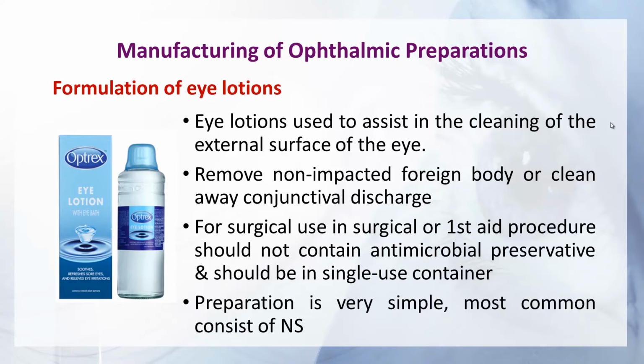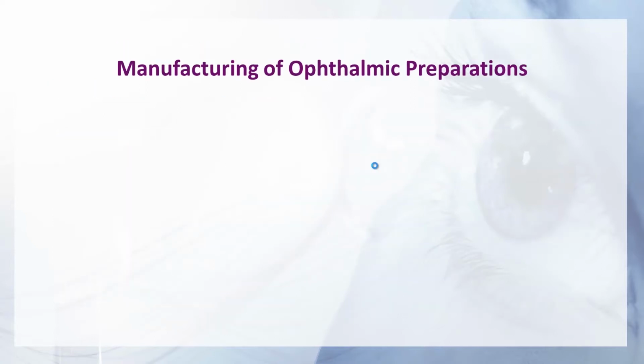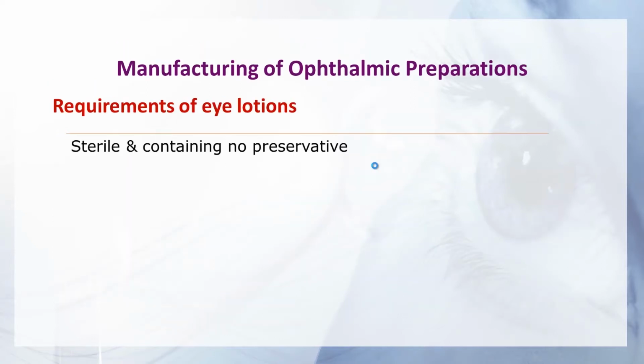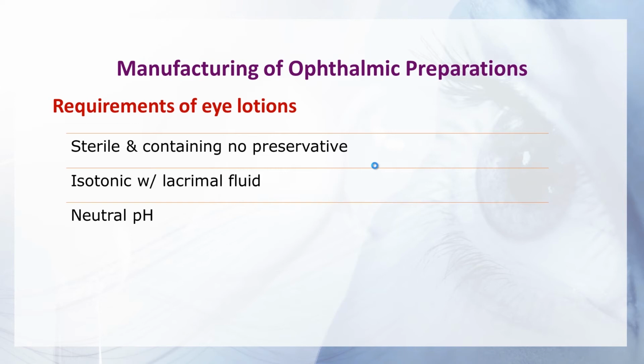Preparation is very simple. The most common constituent of the eye lotion is normal saline. What are the requirements of eye lotions? Sterile and containing no preservatives. Isotonic with lacrimal fluid. It means the concentration of ions should be equal or equivalent to the lacrimal fluid. It should be of neutral pH.